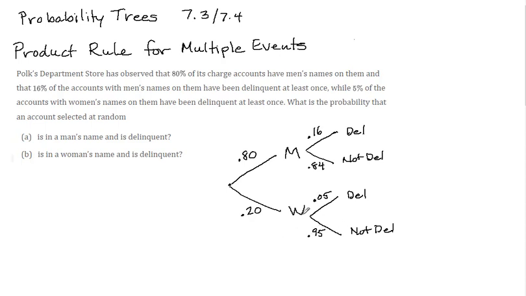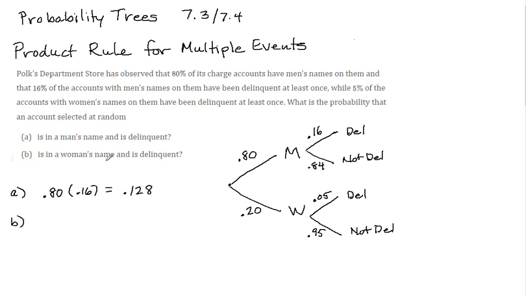Okay, so here's an example of probabilities changing depending on the first outcome. So the probability for a woman was different than the probability for a man. So part A, what's the probability that it's in a man's name and it's delinquent? 80% chance it's in a man's name, and then given it's in a man's name, a 16% chance that it's delinquent. Multiplying those together, I get 0.128, so that would be about 13% of the accounts.